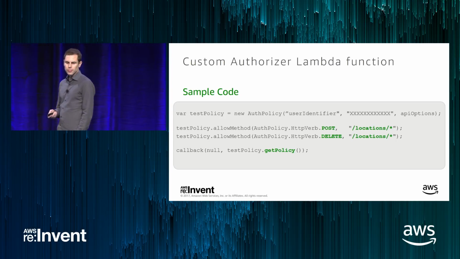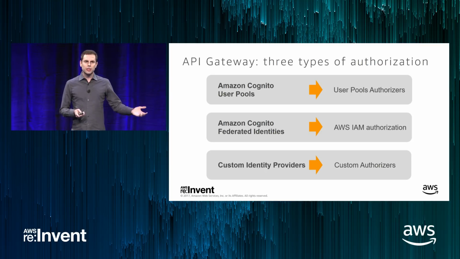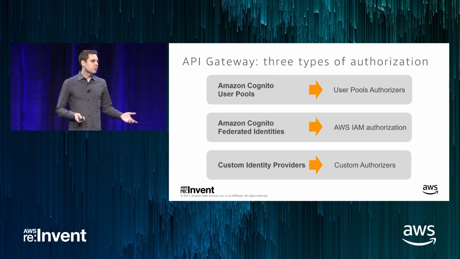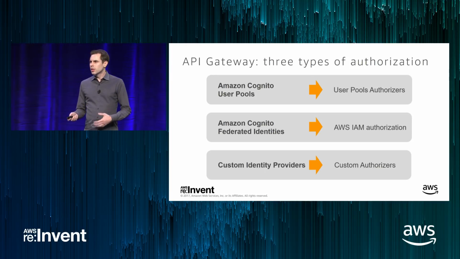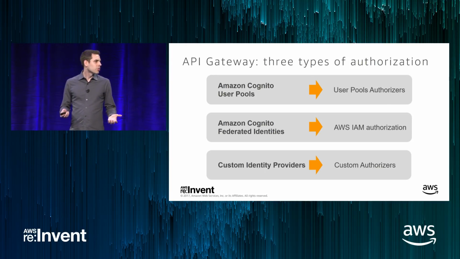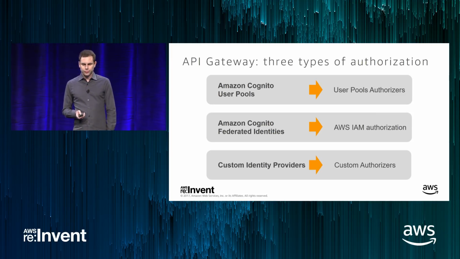So in summary, we have 3 types of authorization with API Gateway. User pool authorizers, for users of user pools that need simple, valid user yes/no authorization. IAM-based authorization, for fine-grained access via IAM policies and Cognito federated identities. And finally, custom authorizers, which are the most flexible, providing effectively any identity provider and being able to generate a policy on the fly, specific to that user.